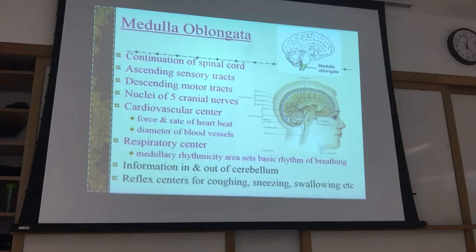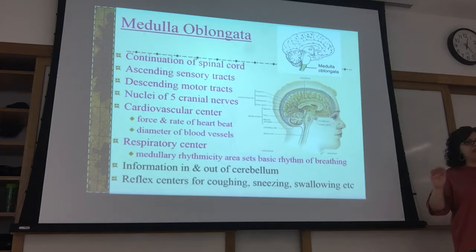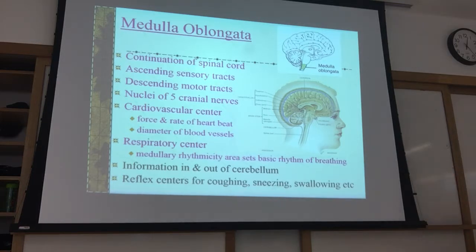It helps to regulate the force of your heart rate. So if your heart is beating very slow and you're very calm, or you see something, your heart starts to beat much faster, it's kind of racing, that's a response from the medulla oblongata, right? We're trying to regulate the heart rate in response to the stimuli around us. The other major function of the medulla oblongata is regulating the diameter of blood vessels.